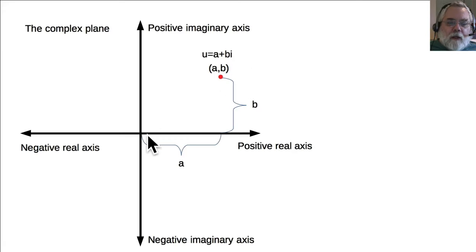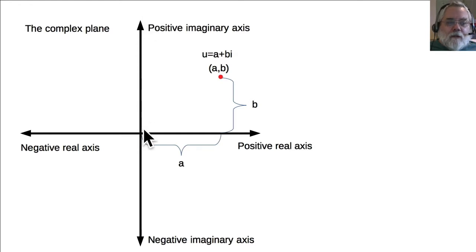It has real part a, so we're going to go a on the positive real axis. A might be negative, but graphically I'm assuming a is positive here, though it does not have to be. So we go a units on the real axis, and the imaginary part of u is b. So we go b units on the imaginary axis. So we end up with the point a, b, and that is the complex number a plus bi.